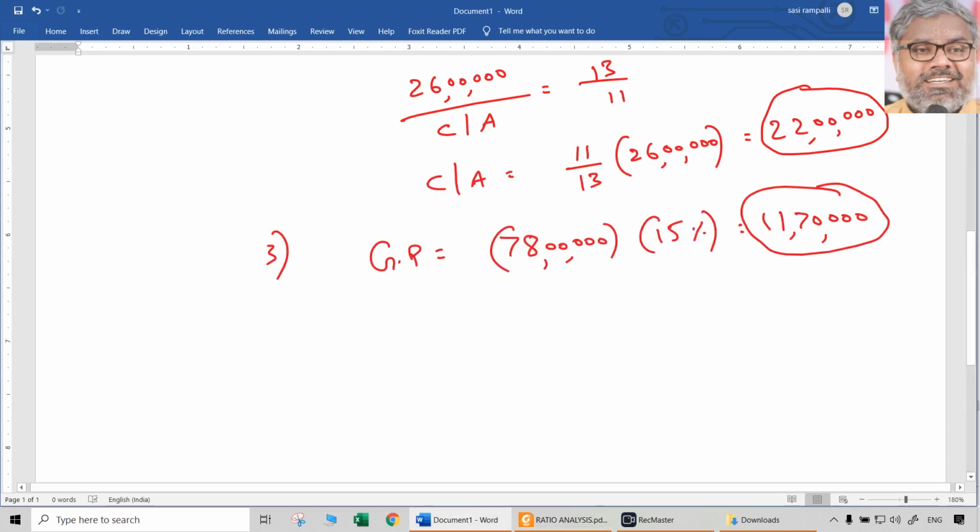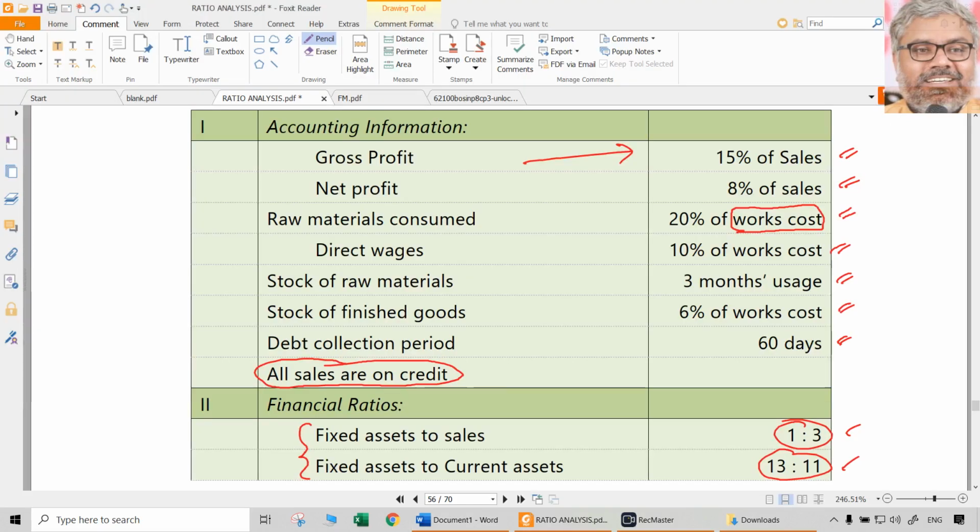So once you have the gross profit 11,70,000, automatically we can also find out works cost. So how much will be works cost? Sales minus gross profit. There is no other items. If there are any other direct expenses given, something like that, we can say they are there. Nothing is there. So automatically the difference between the gross profit and the sales is supposed to be works cost, which will naturally consist of raw materials consumed and direct wages, also some direct expenses, which we don't know how much are those direct expenses.